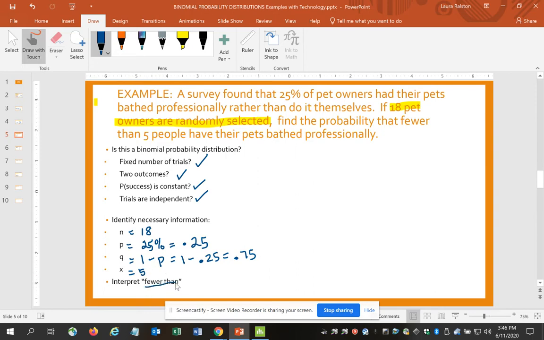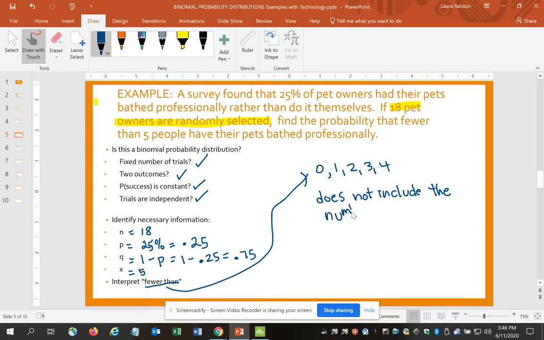Okay, and so then let's think about the phrase fewer than. The main thing you want to think about here with fewer than is, should you include 5 or not include 5? Well, when I think fewer than, I'm thinking it could be 0, 1, 2, 3, 4. It does not include the number that's stated, because it's saying fewer than. It doesn't say fewer than or equal to. So you want to be less than that. So fewer than 5 would mean we could have 0, 1, 2, 3, or 4. It doesn't actually include the number. And guys, that's important when you're thinking about these calculations.